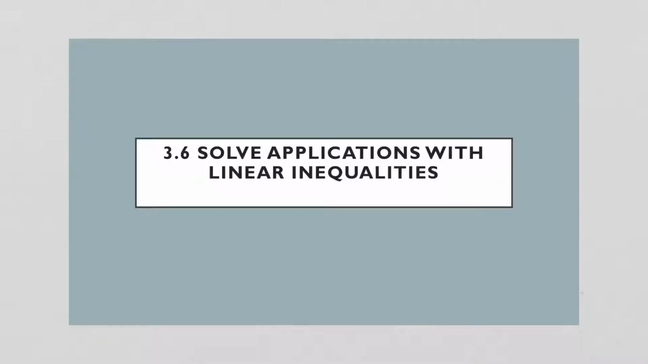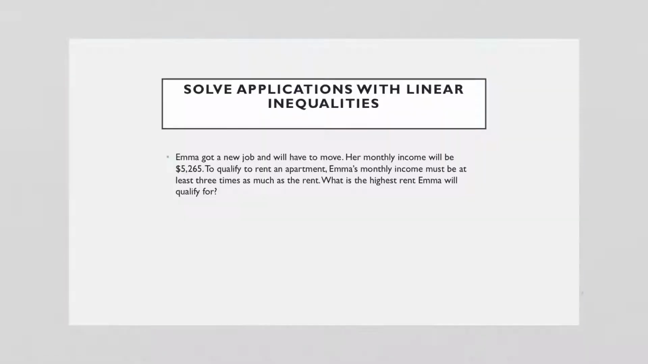All right, so now we're on section 3.6, solve applications with linear inequalities. Okay, so let's take a look at this word problem. Emma got a new job and will have to move. Her monthly income will be $5,265. To qualify to rent an apartment, Emma's monthly income must be at least 3 times as much as the rent. What is the highest rent that Emma will qualify for?